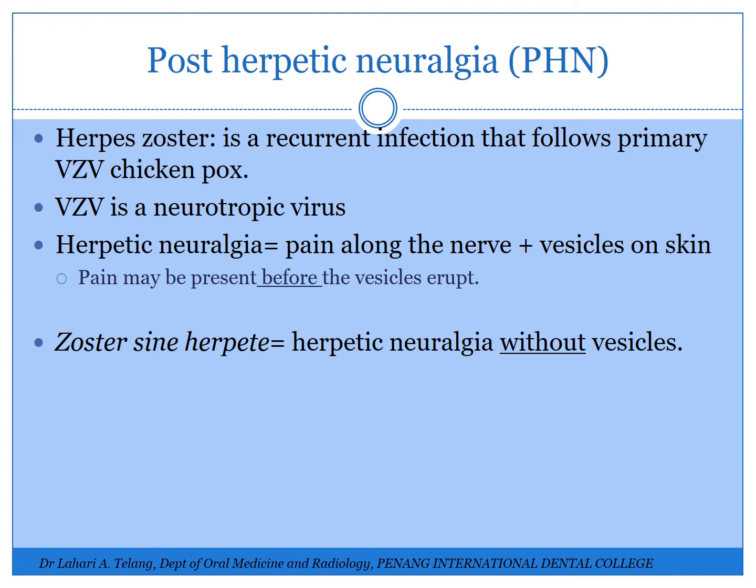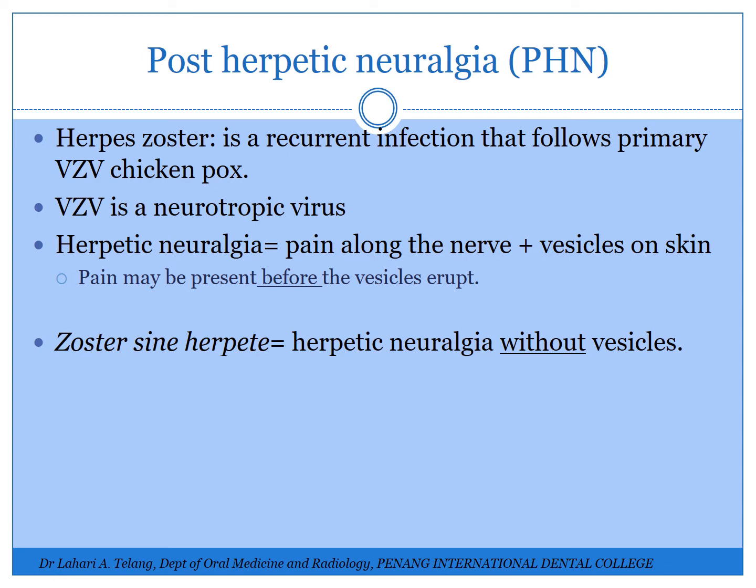Post-herpetic neuralgia, on the other hand, is slightly different. Generally, the patient has a herpes zoster episode, a recurrent infection which follows primary chickenpox. And the herpes zoster is actually caused by the varicella zoster virus, which is a neurotropic virus. The virus remains latent in the ganglion. Herpetic neuralgia happens when pain is along the nerve and vesicles on the skin appear along the distribution of the nerve.